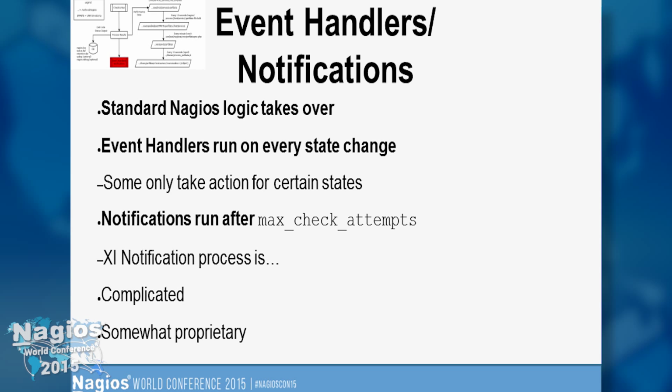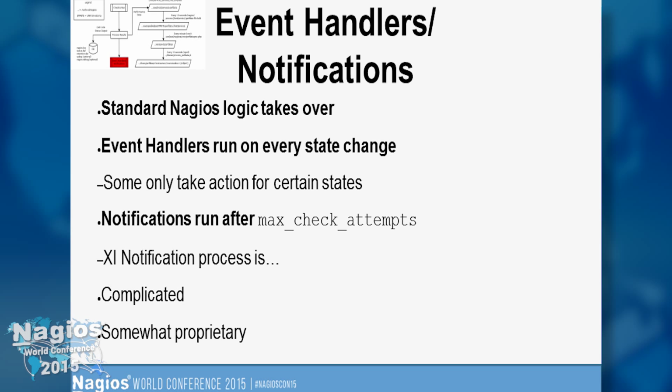I say they only take action for certain states because the script is whatever you want it to be. There's no point for you to necessarily restart the Apache service if it's only a warning, right? So if it's just a slow response, you don't need to restart it, but if it's a critical, you do. So you can build that into your script however you'd like. And then notifications after the max check attempts value, let's say you have it set to 5, you've checked it 5 times, it's been critical 5 times in a row, the notification logic kicks in.